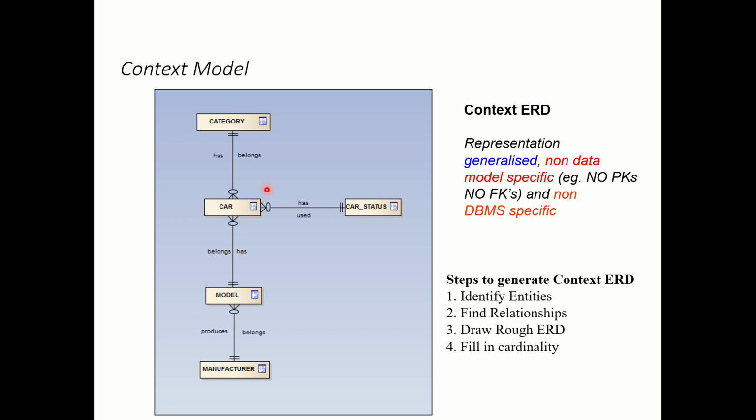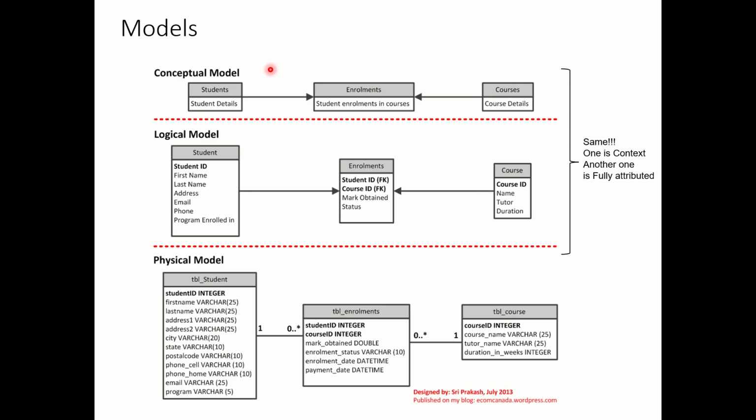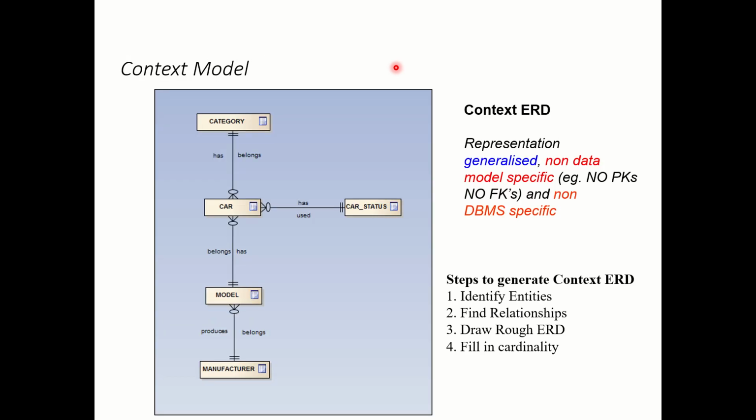This is a very generalized diagram, and it is non-data model specific. It is not mandatory that it has to be in ERD or in a relational model, or that it has to support any other model, and there is no requirement for PKs and FKs. Even if you look here, there is no requirement for the PKs or FKs at this particular level. So no PKs and FKs, and non-DBMS specific. These are the steps you have to follow to generate a context ERD.